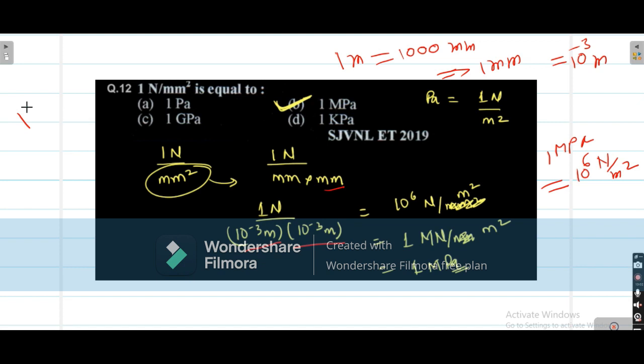So one of the basic relations you have to always remember is that 1 Newton per mm square is equal to 1 MPa. That is the basic relationship, because in strength of materials most calculations are done in megapascal. The stress value will always be in the power of 10 to the power 6.